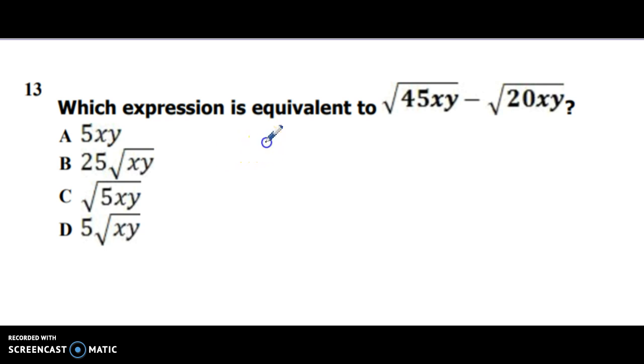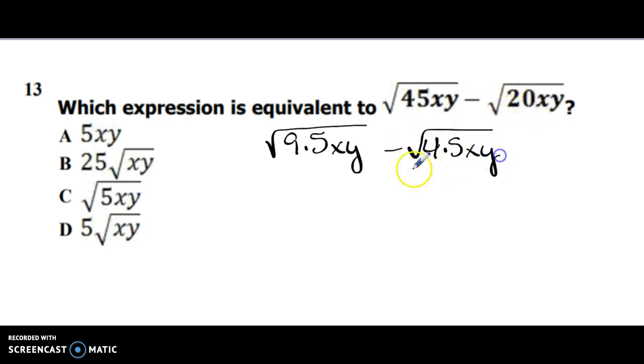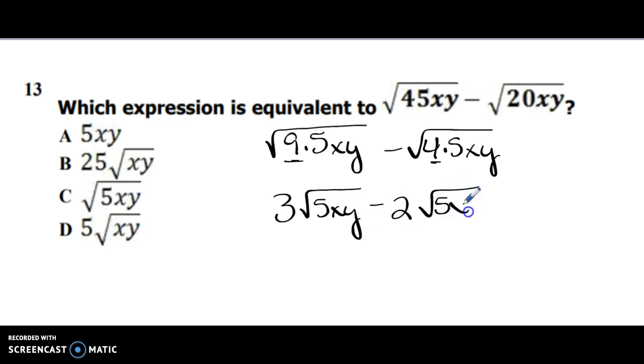See if we can reduce this. 45 is the same thing as 9 times 5. 20 is the same thing as 4 times 5. Perfect square, that comes out. So we have 3 root 5xy minus 2 root 5xy. Same index, same radicand, so I can subtract. So I have 3 minus 2 is just 1, or just square root of 5xy.